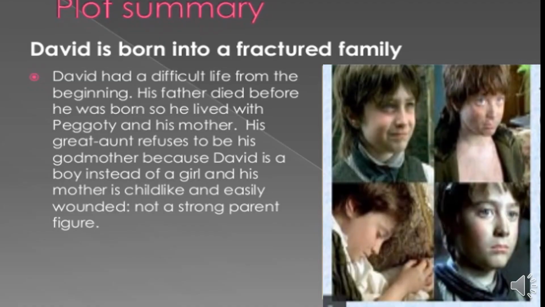Now with the summary. David had a difficult life from the beginning. His father died before he was born, so he lived with Peggotty and his mother. His great aunt, Miss Betsy Trotwood, refused to be his godmother, as Miss Betsy wanted a girl, not a boy. His mother, Clara, was very young when he was born. Clara loved her son, but Clara wasn't a strong character, couldn't stand up to her second husband, who was abusive to young David. Clara was overpowered by the cruelty of Mr. Murdstone.